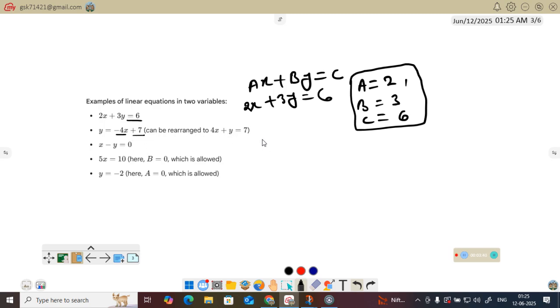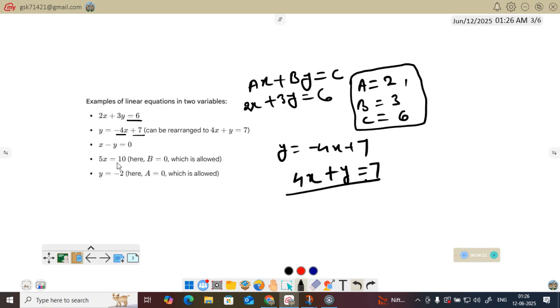It can be rearranged. We have the equation y equal to minus 4x plus 7, and it may be written as 4x plus y equal to 7. Here is another example of a linear equation in two variables, x minus y equal to 0. Here is another example, 5x equal to 10. Here b equal to 0, which is allowed.